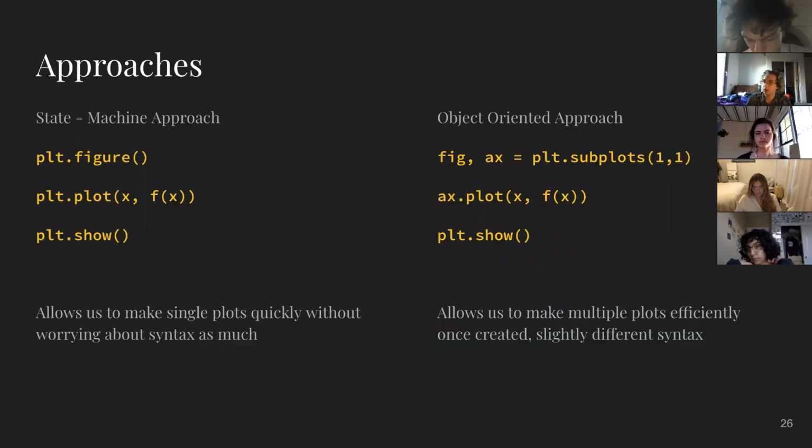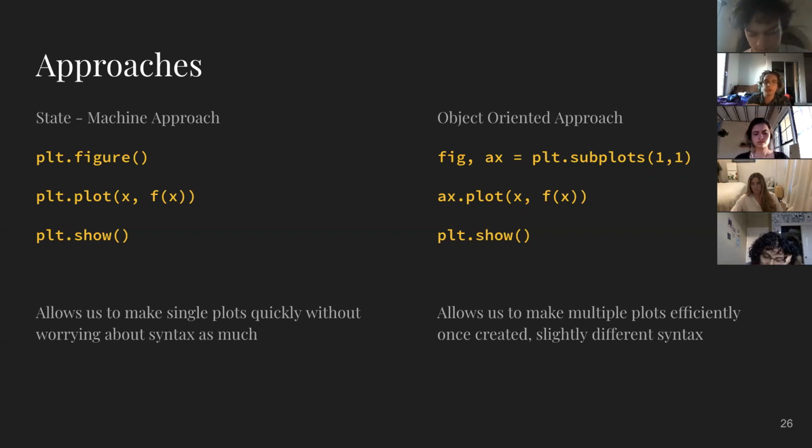Okay, so there are two approaches to plotting in Matplotlib. And what I mean by two approaches is two different forms of syntax, and each one has its benefits and its downfalls, the pros and the cons. So there's the state machine approach, and then there's the object-oriented approach.